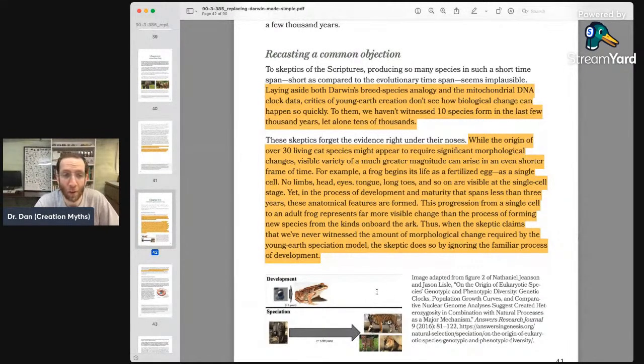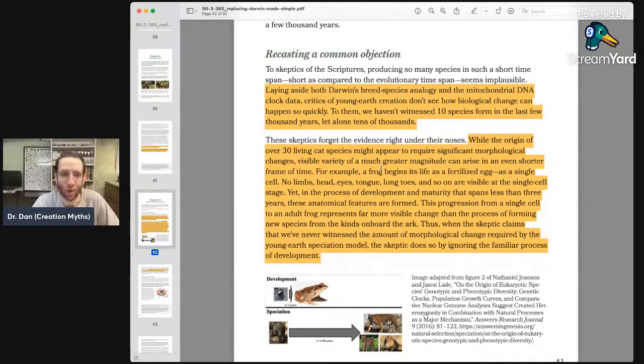And I'll remind you again that Dr. Jeanson has a PhD in cell and developmental biology from Harvard University. He knows the difference. He just thinks his audience won't care. But he knows the difference here. This is ridiculous. He articulates this argument here, right? This progression from a single cell represents more visible change in the process of forming a new species. Thus, the skeptical claim, blah, blah, blah.